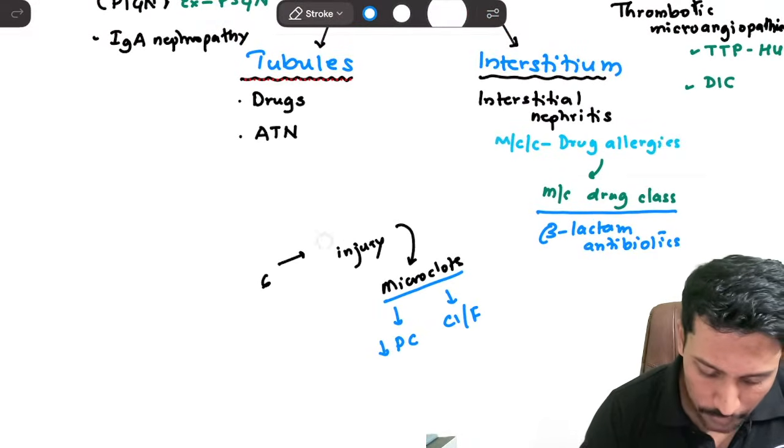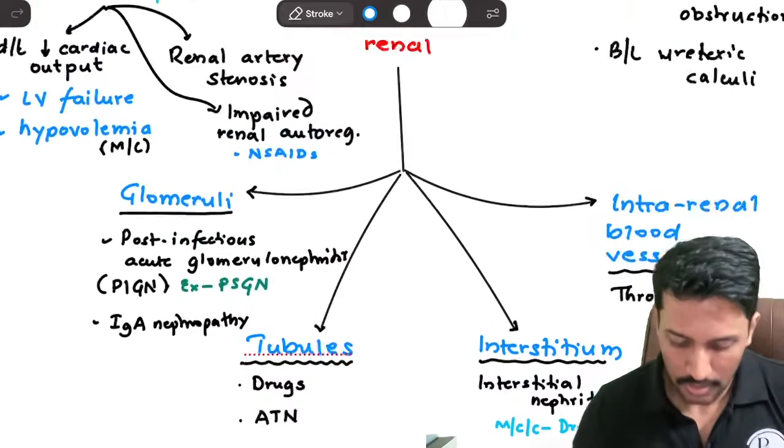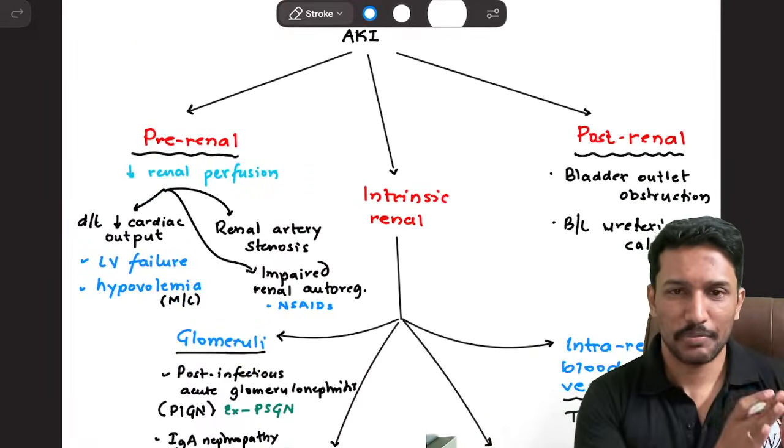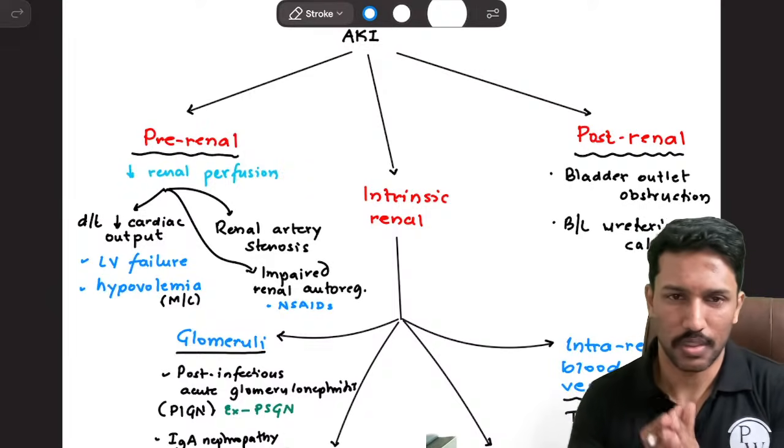So for the classification of causes of acute kidney injury, I want you to put this flow chart. Acute kidney injury will be classified as prerenal, intrinsic renal, and postrenal.